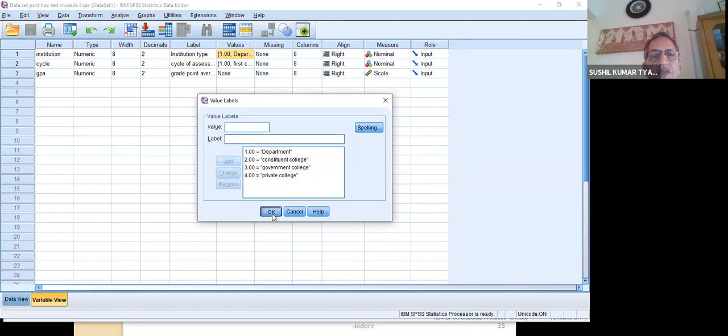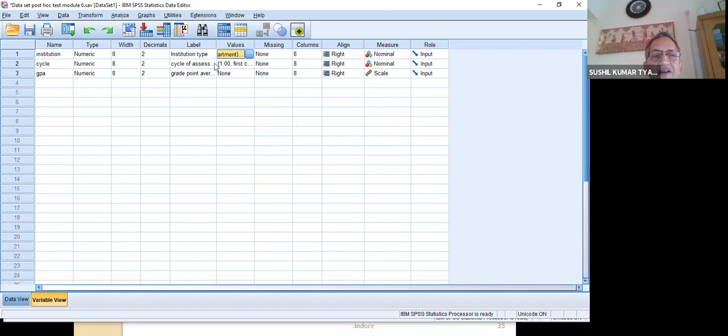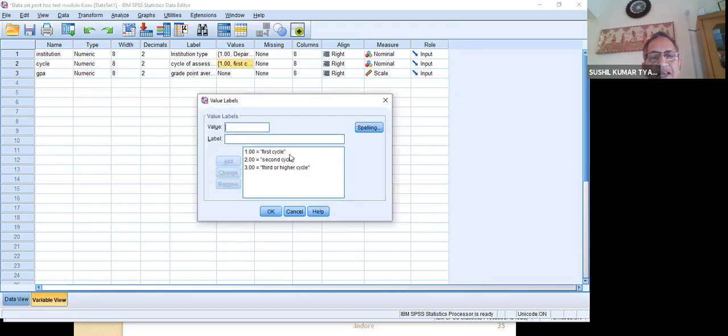Okay. And then we have cycle of assessment. This is related to NAAC assessment. So first cycle of assessment, second cycle of assessment, third or higher cycle. If you are applying for accreditation for the first time, you are in the first cycle. If you are applying for the second time, and 5 years ago you also had a grade, then you are in the second cycle. Then you are in the third or higher cycle.